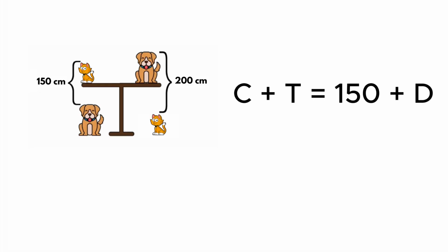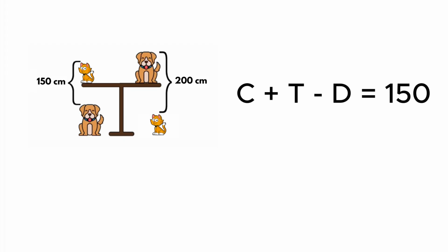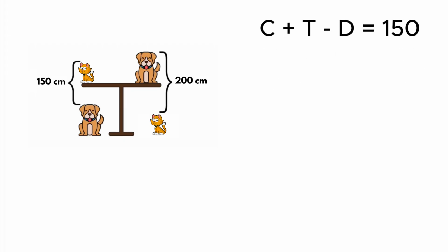Well, this equation is good, but to make it easy for calculation, let's put all the variables on one side. So we subtract D on both sides, and positive D cancels out negative D, and we end up with C plus t minus D is equal to 150. This equation is a lot better than the last. We call this equation 1.